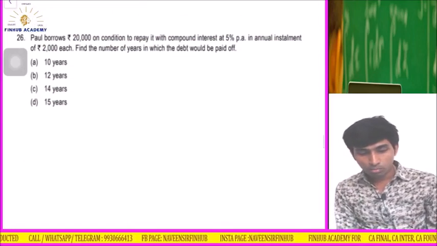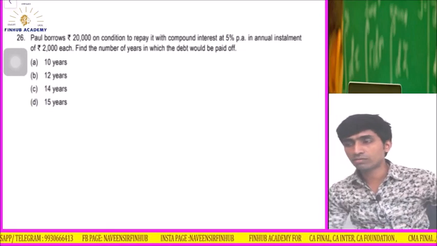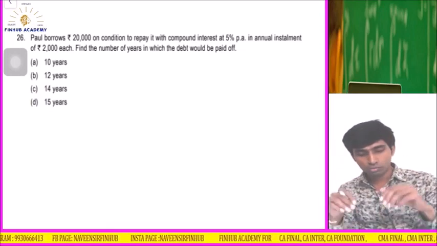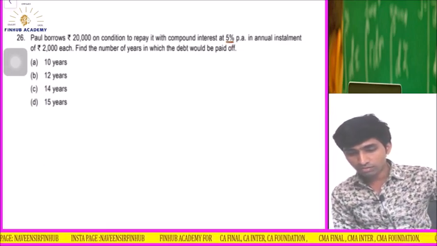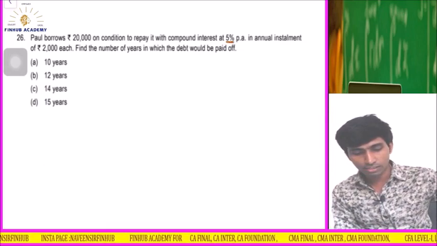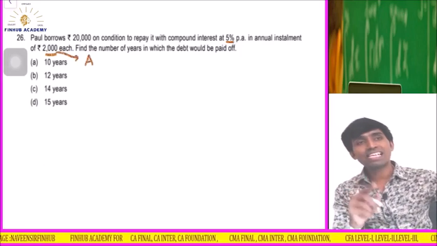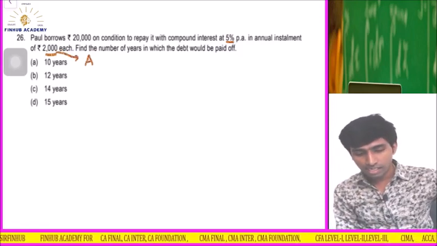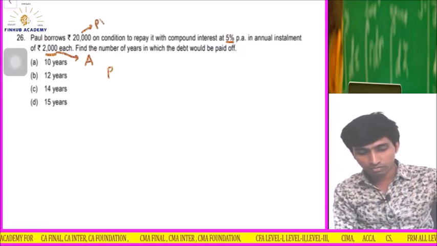Next, Paul borrows 20,000 on condition. 20,000 borrowed. Borrowed means today, so this is present value. To repay with compound interest at 5% annual installment of 2000 each. That means this is A. If it is A, meaning annual installment, it is an annuity problem. So this 20,000, the loan which I took, is the present value of the annuity.